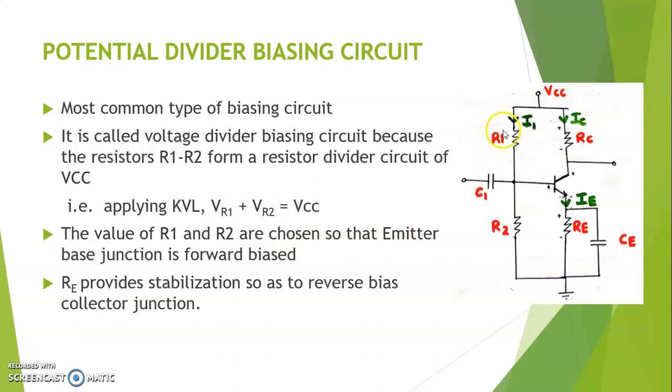Now while designing the circuit, we can choose the values of R1 and R2, and we decide the values in such a way that the emitter base junction is forward biased. Also, this resistance RE provides stabilization to reverse bias the collector base junction. So in this way, we can ensure that the transistor is in the active region. That is, the emitter base junction is forward biased and the collector base junction is reverse biased. We ensure that the values of the components are chosen so that the transistor is in the active region.